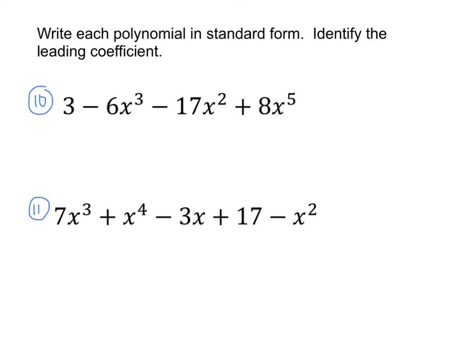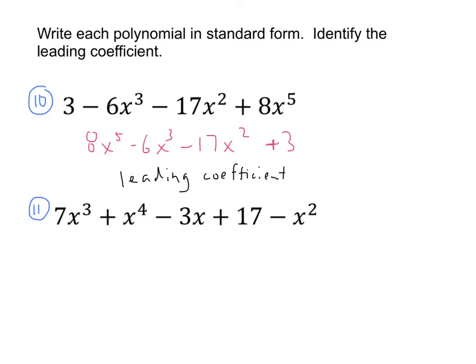All right, so for number 10, if we write this in standard form, it would be 8x to the 5th minus 6x cubed minus 17x squared plus 3. And then the leading coefficient would be 8.